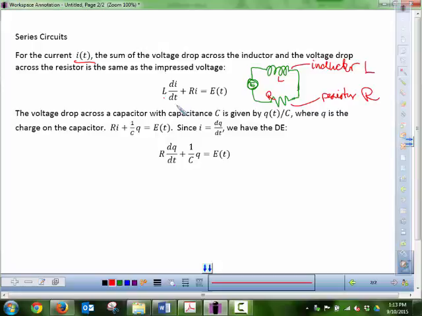Okay, then the second picture over here, maybe I should take this picture out for now. The voltage drop, the capacitor. Let's work on that later on.